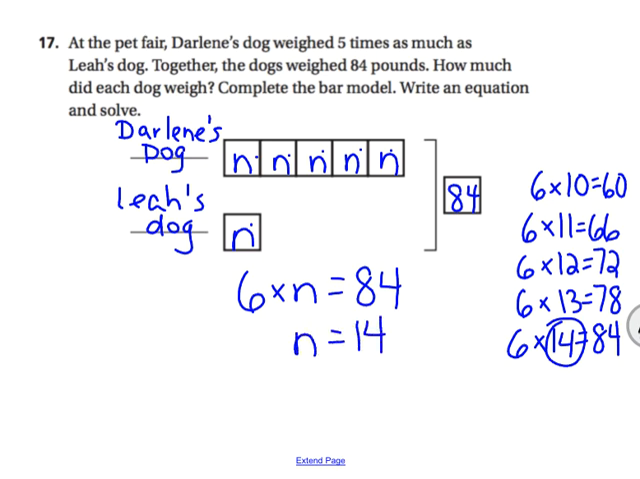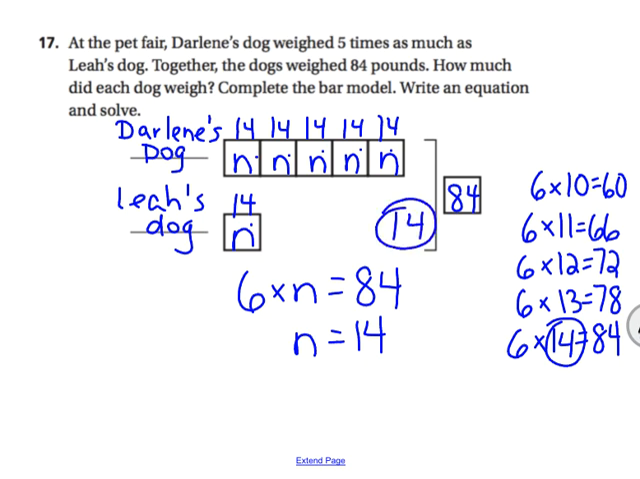All right? So now I have to make every N equal to 14. Okay, so now the question still says how much did each dog weigh? So they want 2 answers for this. They want how much Darlene's dog weighs, how much Leah's dog weighs. So quickly we can see Leah's dog, it says 14 there, right? So Leah's dog is 14 pounds, okay?